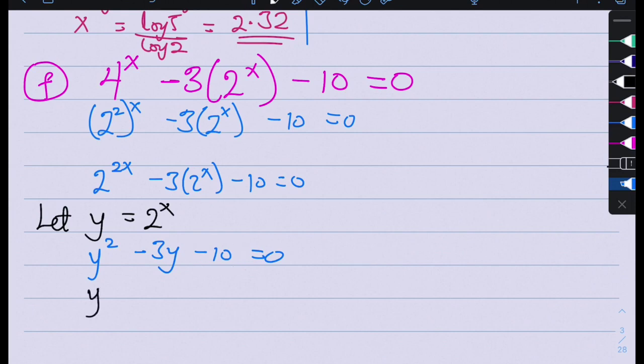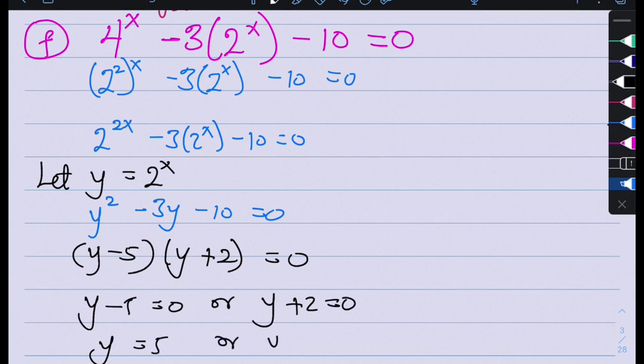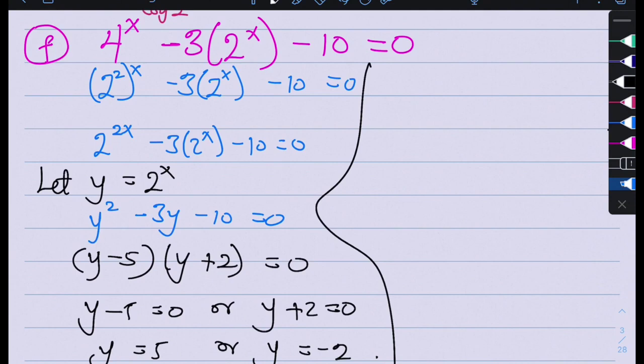So we have y minus 5, and then y plus 2 is equal to 0, right? Okay. All right, so we have y minus 5 is equal to 0, or y plus 2 is equal to 0, giving us y is equal to 5, or y is equal to negative 2. All right, good, but we are not done. Don't be quick to say you are done.